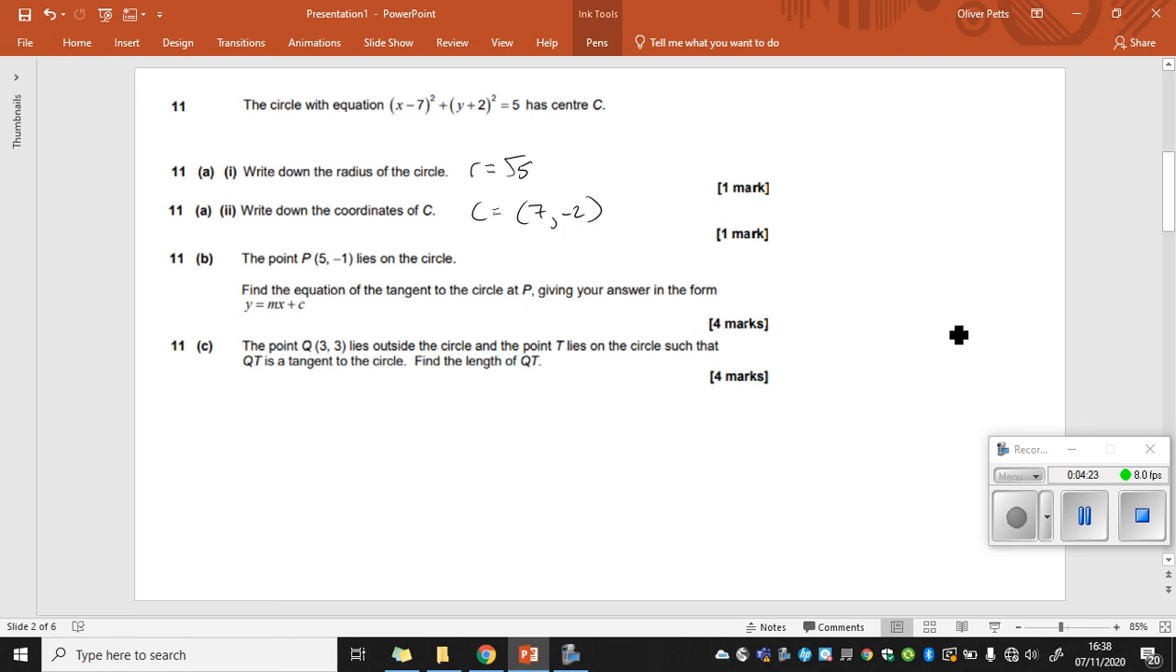Okay, the point P lies on the circle. Find the equation of the tangent to the circle at P. Give your answer in the form of y equals mx plus c.